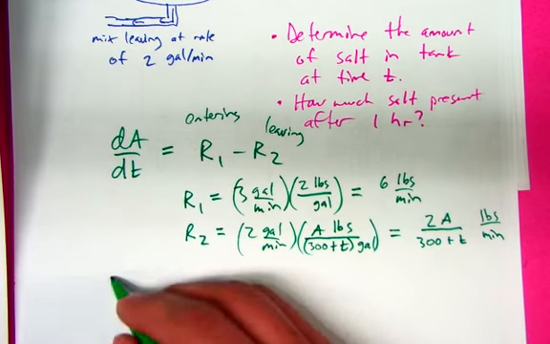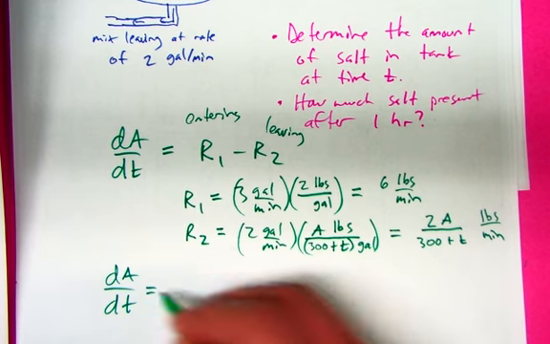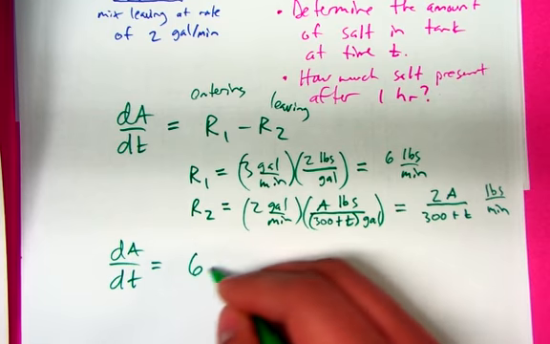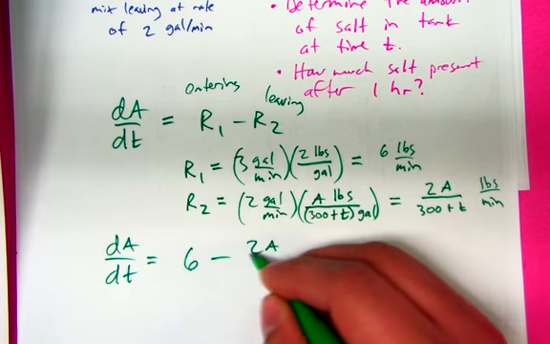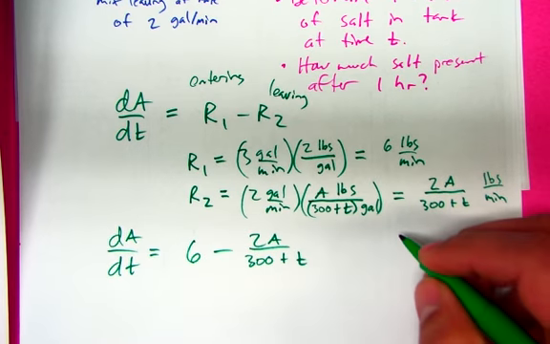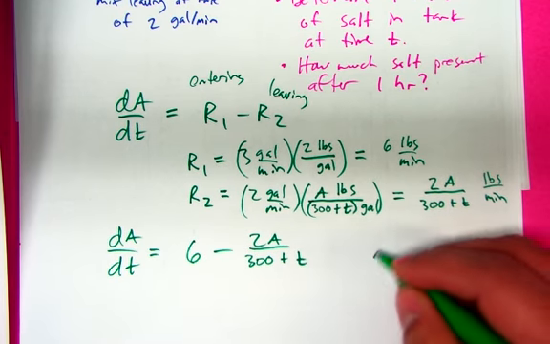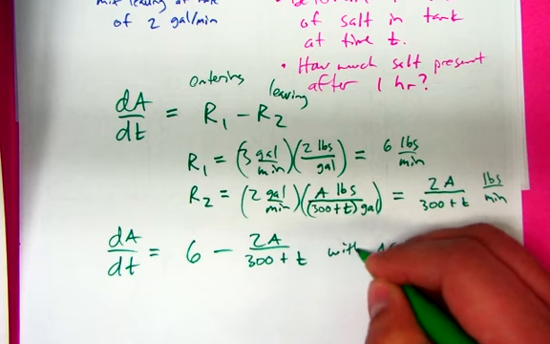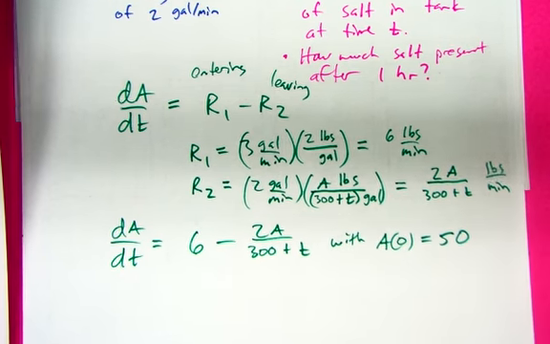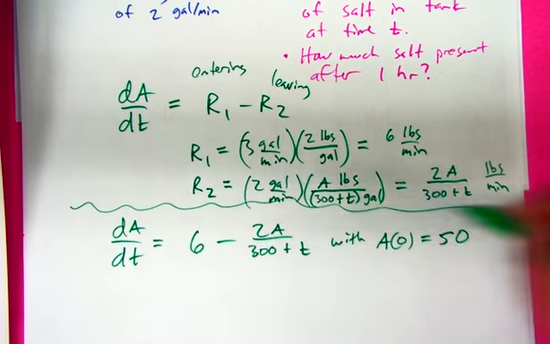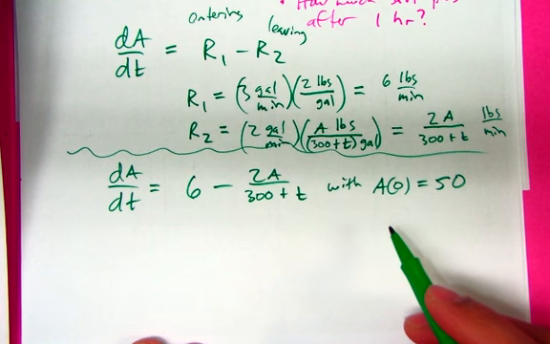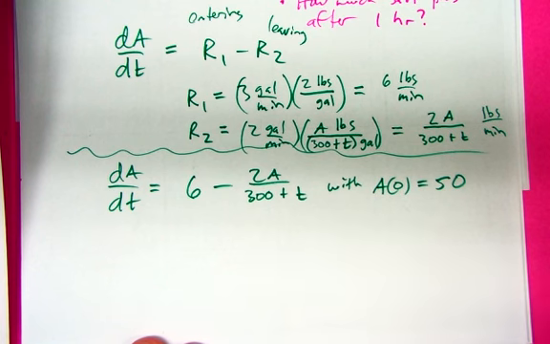So let's write the equation. dA/dt, we said, was going to be R1 minus R2, so that'll just be, and I'm going to drop the units now, 6 minus 2A over 300 plus T. And we did have an initial condition. At time 0, we said we dissolved 50 pounds of salt. So this is what we're solving now. All that work, now we have our equation, we can find the solution for it, and then answer the question, how much salt is left after an hour.